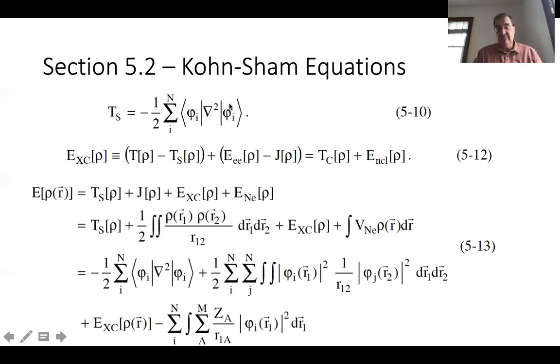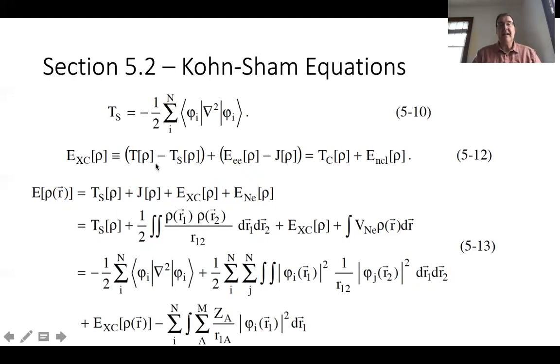And I should make explicit, this is set up in such a way that if you had the exact exchange correlation energy and potential and the Kohn-Sham potential, then the orbitals, the Slater determinant you get, would yield the exact density.